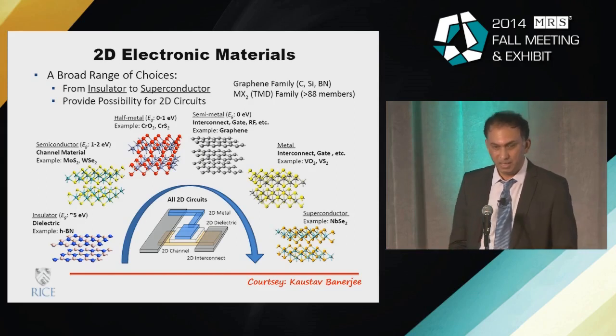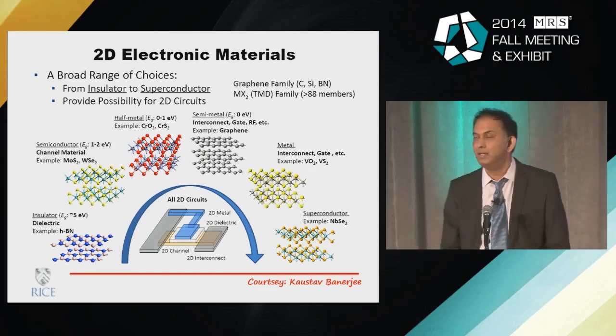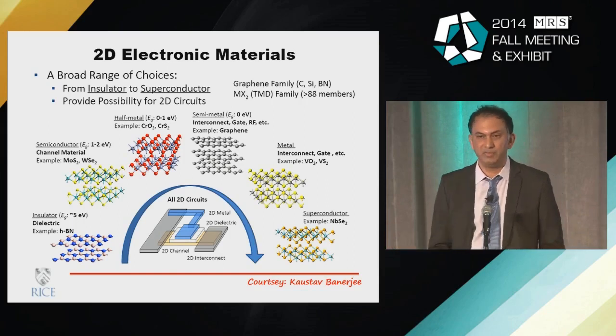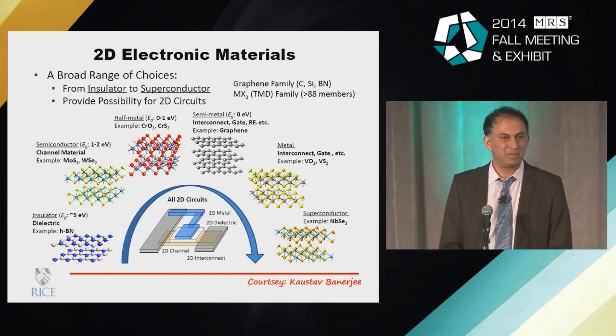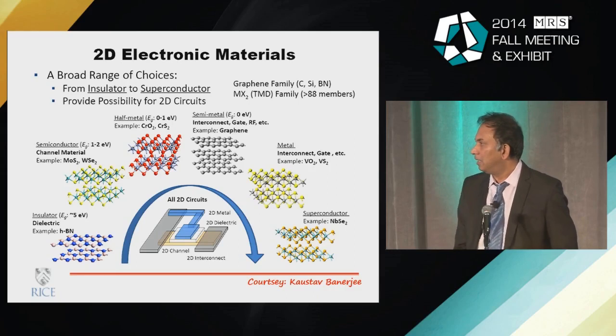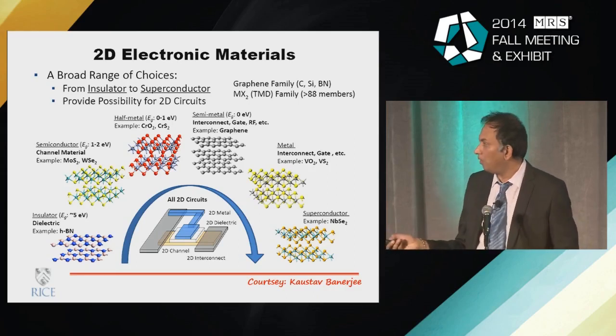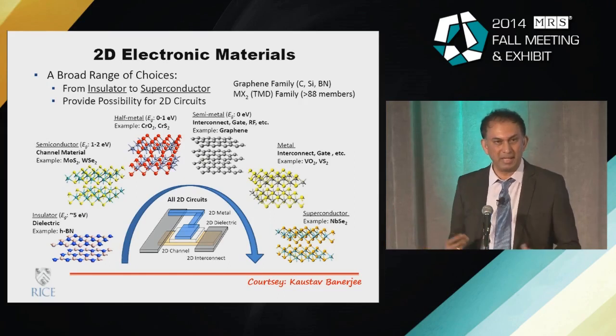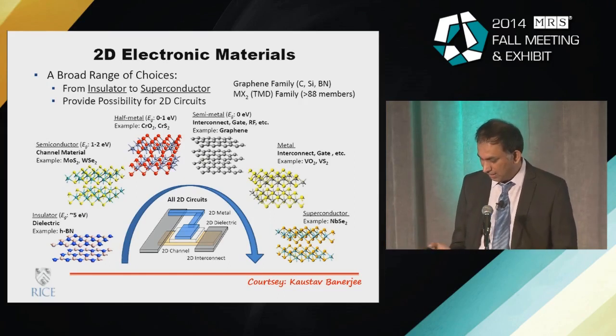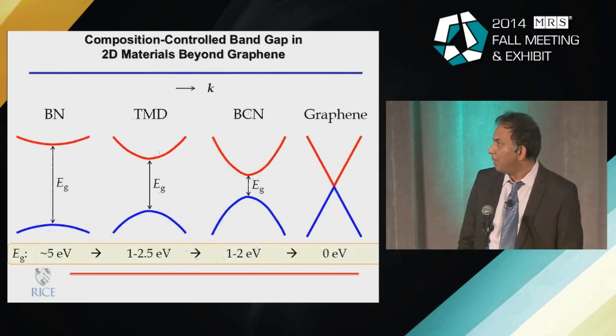And that could be the long-term perspective in this area, where if you are able to manipulate and engineer these different compositions with different characteristics, insulator, metal, semiconductor, then you might be in a position to build all 2D circuits. So again, we'll wait and see how that happens in the next several years to come.